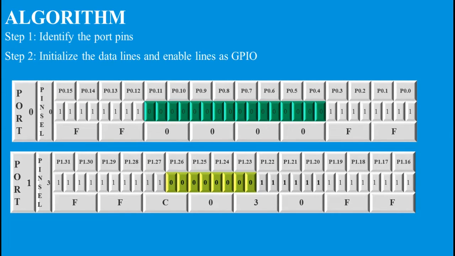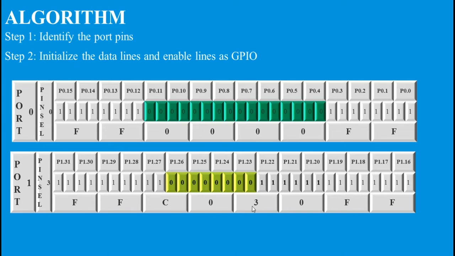Now let us look into the algorithm of the program. You have to identify the port pins. With the help of the schematic, you have already identified the port pins as pin number 4 to pin number 11 of port 0 to send a proper value to display a number on the 7 segment display, and similarly pin number 23 to pin number 26 of port 1 to select any one display among the 4.